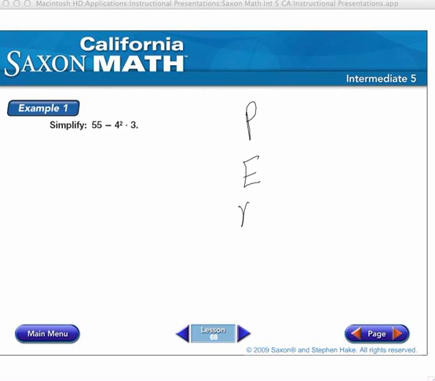Okay, with PEMDAS, up to now we've really used everything except the E here. We've used parentheses, we've used multiplication, we've used division, we've used addition, and we've used subtraction. The E, however, is exponents.